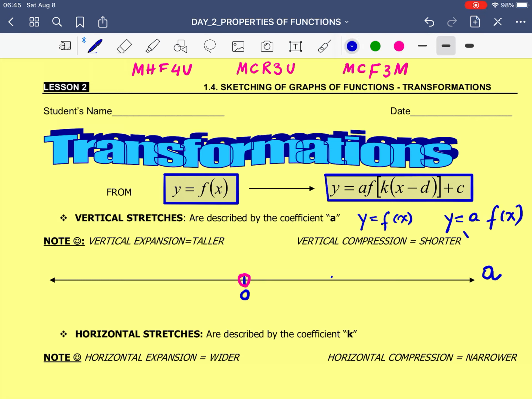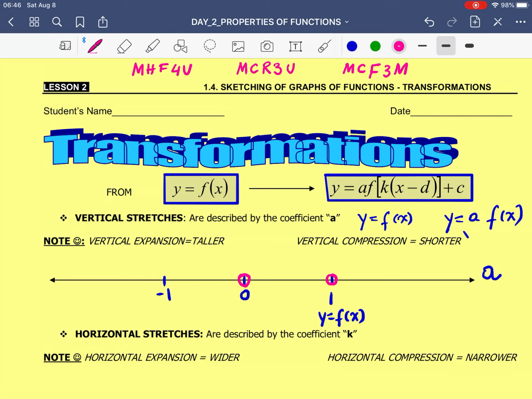Other key values for a would be a equals 1 and a equals negative 1. If a equals 1, we're multiplying f of x by 1. That makes the function y equals f of x, because 1 times f of x equals f of x. That tells us that the function is not changing shape at all. So when it comes to describing the shape of the function, again, we are going to draw an empty circle around a.